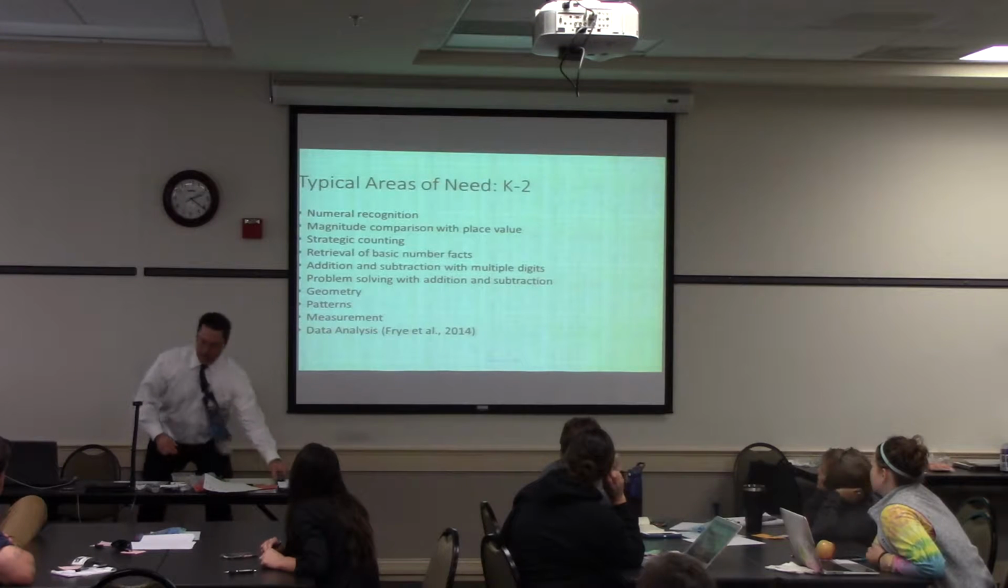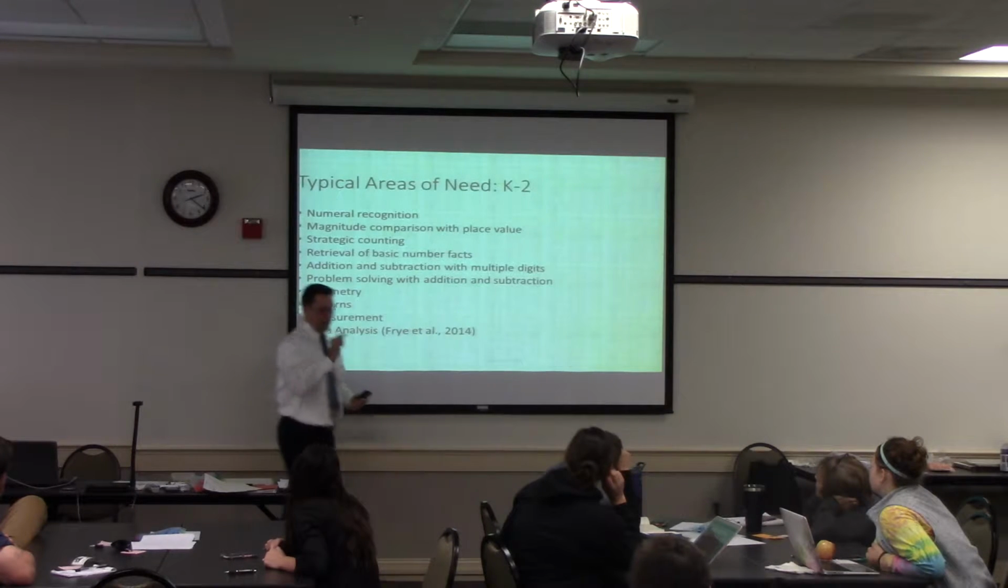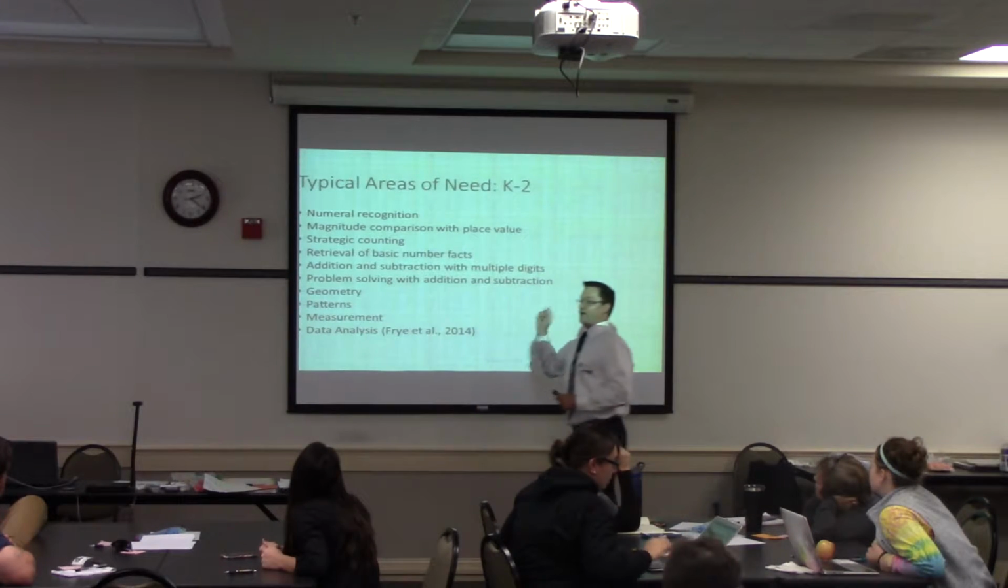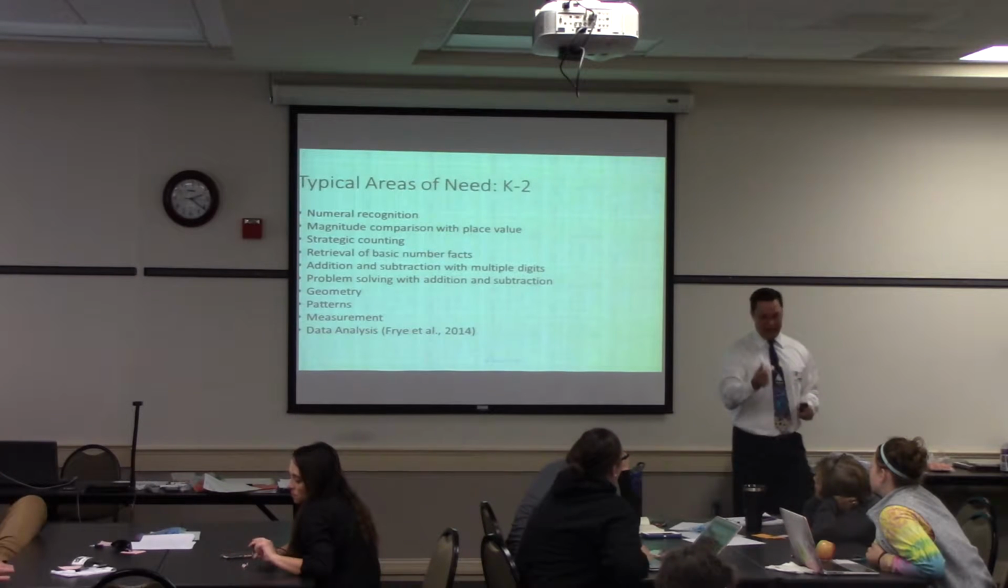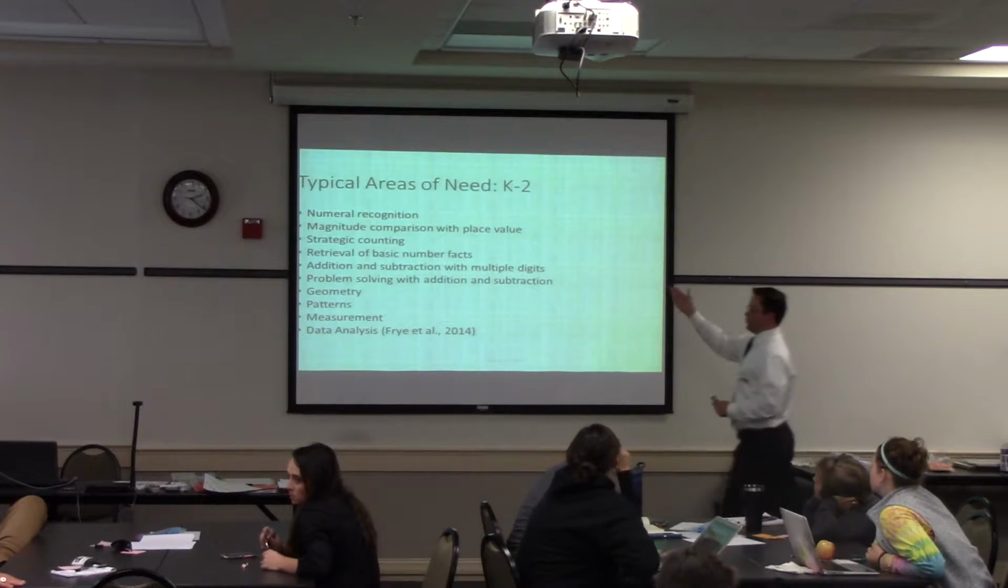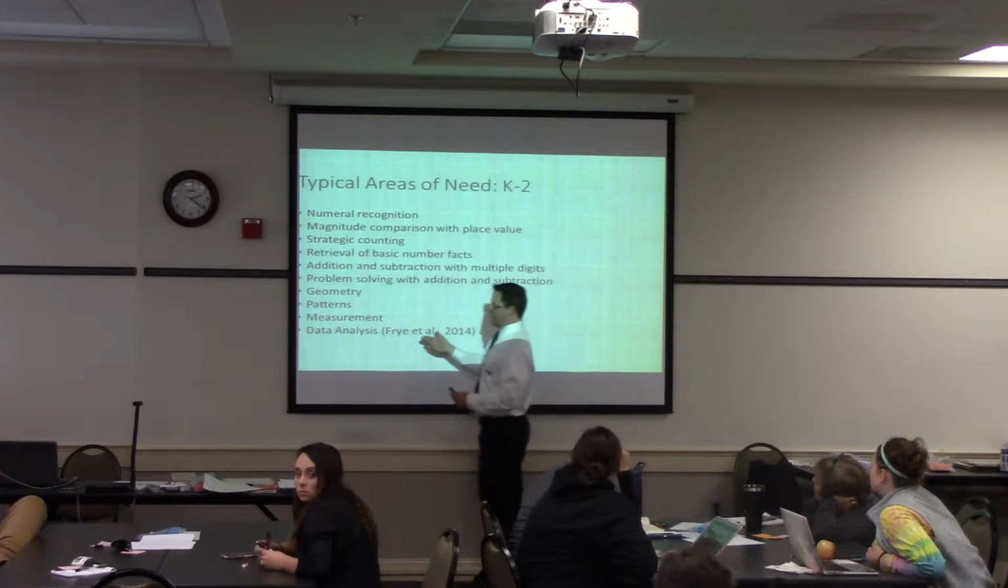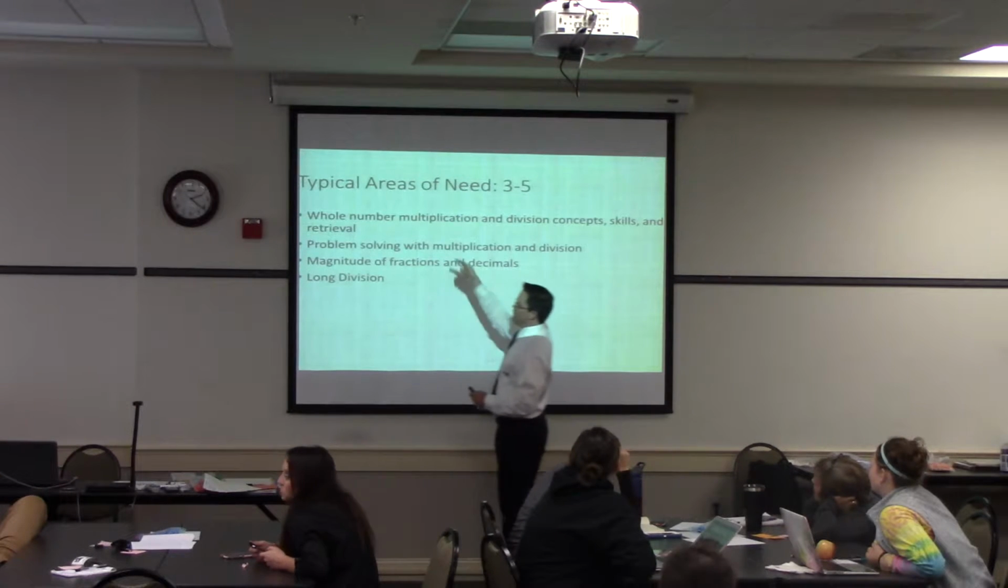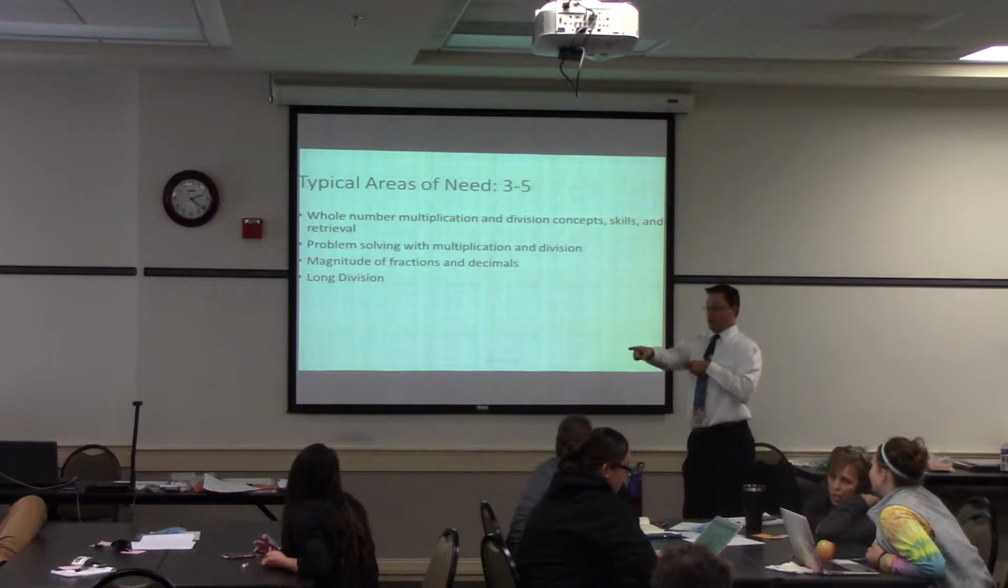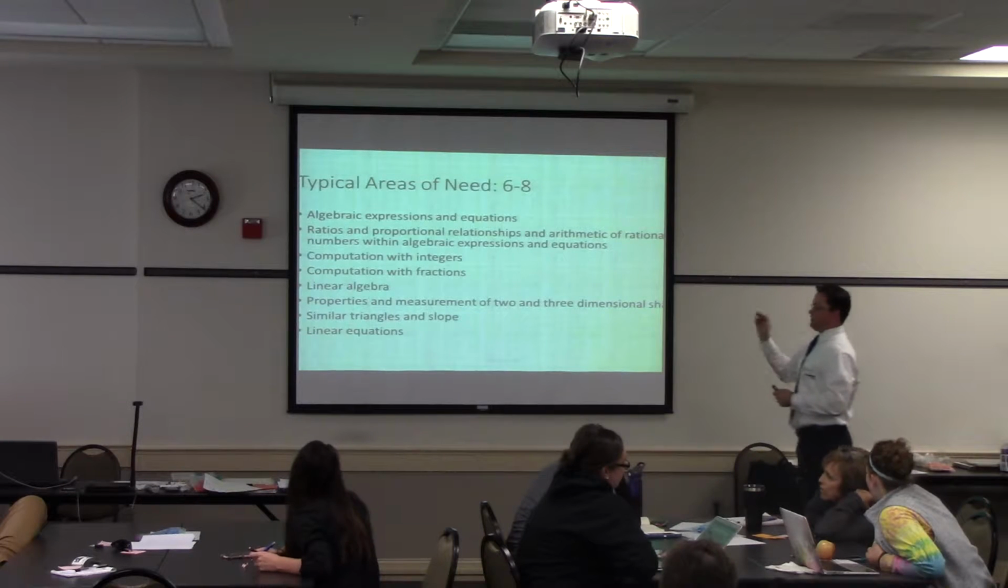Okay, here we go. The only reason why I did this is to make sure that when you go back to the PowerPoint, you see what you said matches the national databases. So K2, these are the K2 issues that are coming out. The 3-5 issues, and long division is in there. And then 6 to 8.